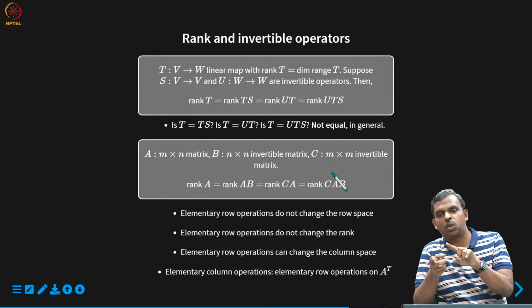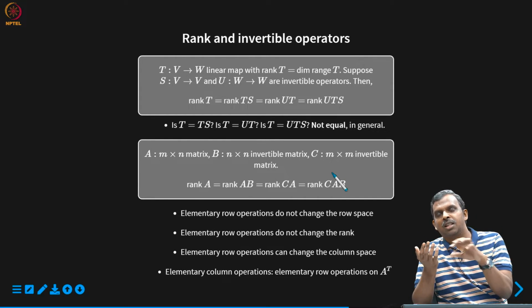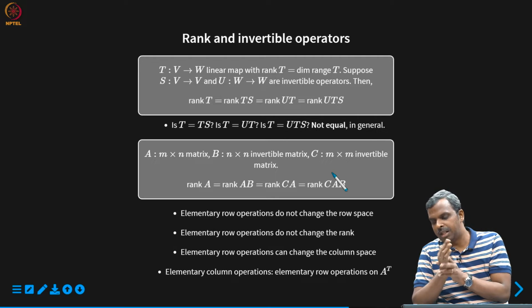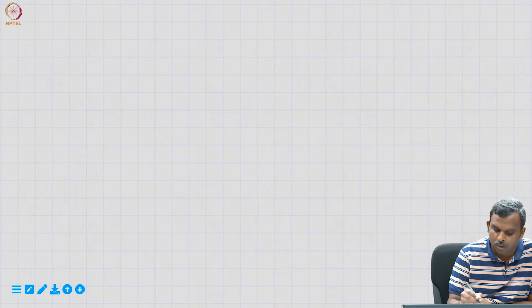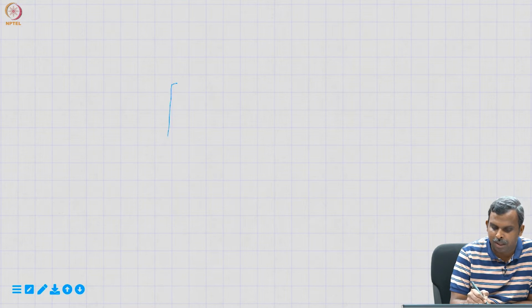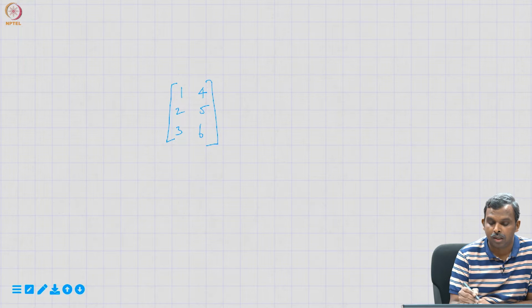When you do column 2 equals column 2 minus 2 column 1, you're multiplying by a matrix on the right. In fact, the same matrix, you put it on the right, instead of operating on the rows, it will operate on the columns. A very similar matrix. So maybe I should show you how that works. Just a quick example. Supposing you have a matrix, maybe I'll take a slightly different example. 1, 2, 3, 4, 5, 6. Supposing you want to do column 2 equals column 2 minus 4 column 1.